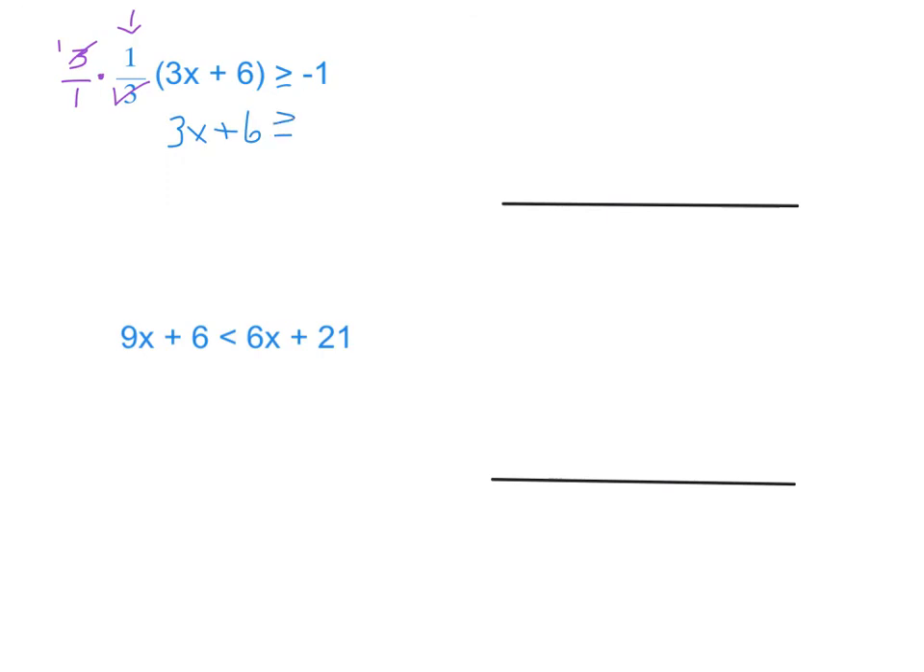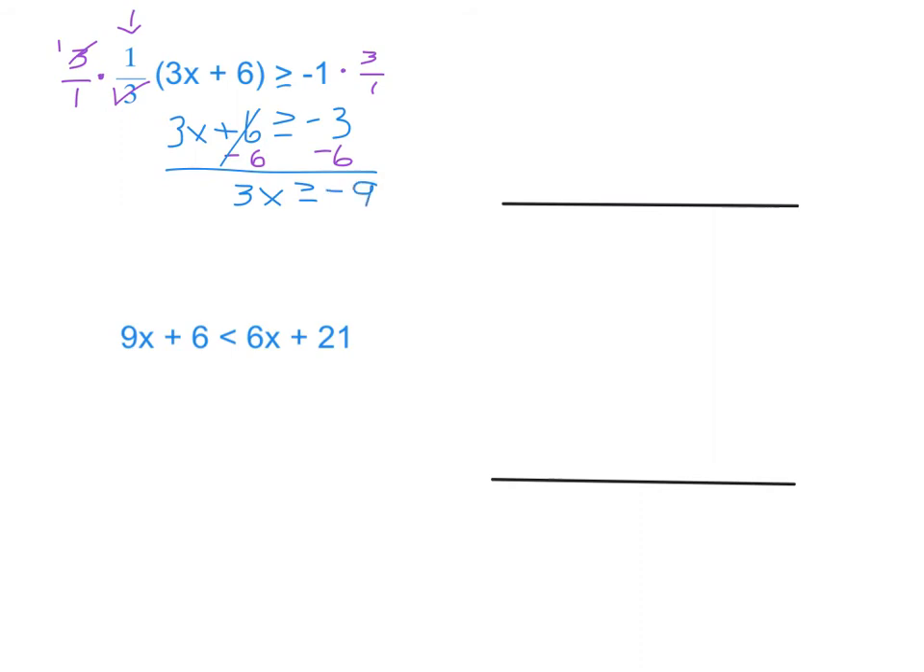If I multiply the left-hand side by 3/1, I have to multiply this side by 3/1 as well, which is just another name for 3. So -1 times 3 is -3. Now we'll continue solving with our undoing of the PEMDAS steps. We're going to subtract 6 from both sides. And we're going to get 3x, because the positive 6 and the negative 6 cancel, is greater than or equal to -3 minus 6 is -9.